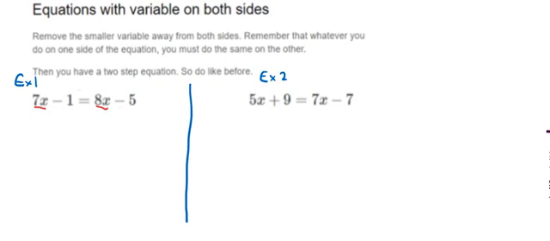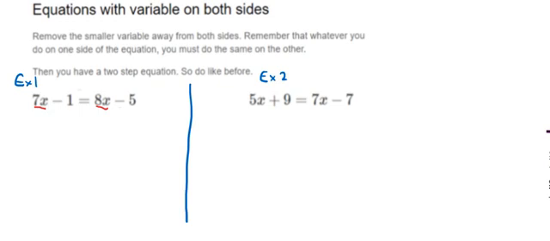If you look up here, it says remove the smaller variable away from both sides. Remember that whatever you do on one side of the equation, you must do the same on the other. Then you have a two-step equation, so do like before. We're going to do one step, and then we'll just have a two-step equation to solve, or maybe even a one-step equation, depending on the question. So I'm going to remove the smaller variable away from both sides.